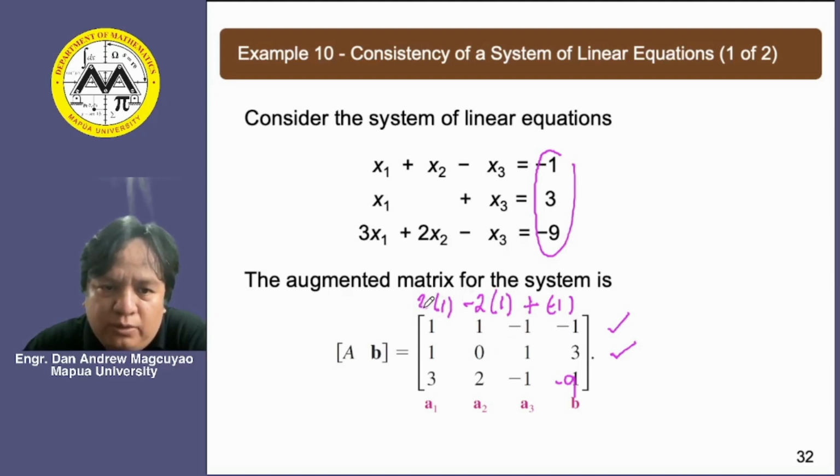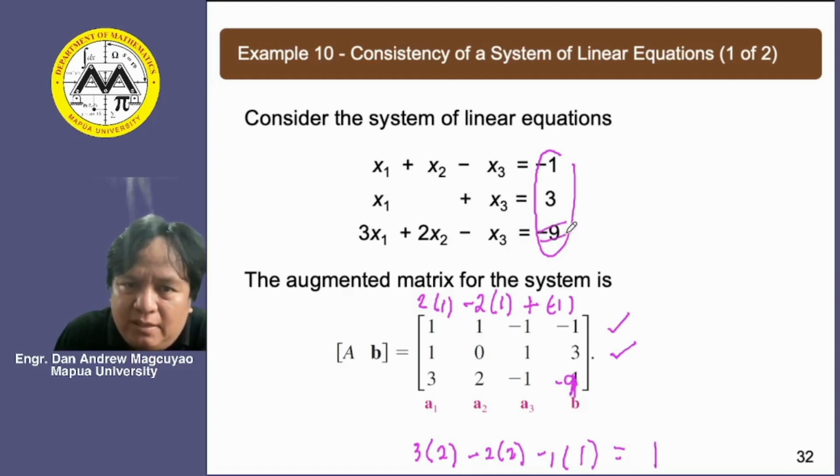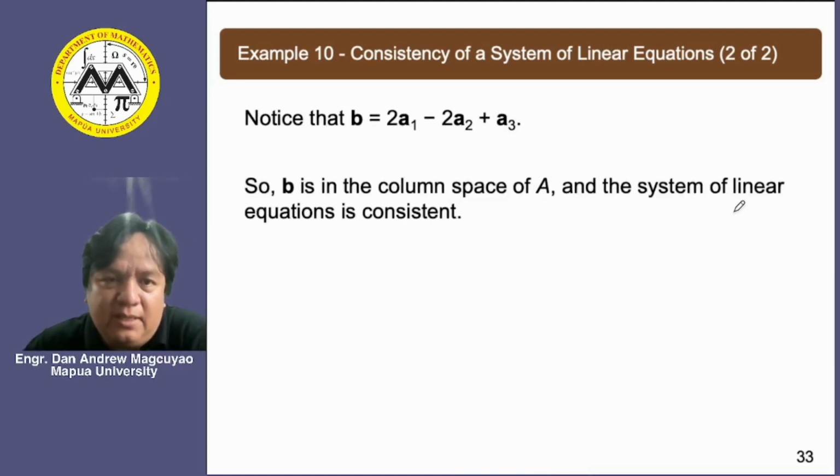Now for the third one, 2 times 3 is 6, minus 2 times 2, which is 4, minus 1 times 1. So 6 minus 4 is 2, and 2 minus 1 is 1. Let's correct this one, so this should be 1. So we can say that b is 2A1 minus 2A2 plus A3. So b belongs to the space spanned by the columns of A. Therefore, the system of linear equations is consistent.